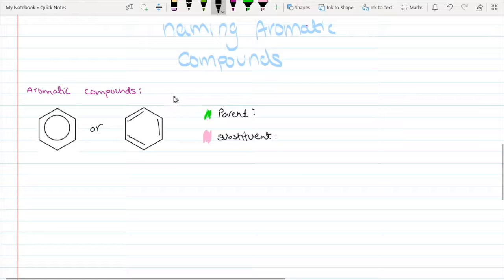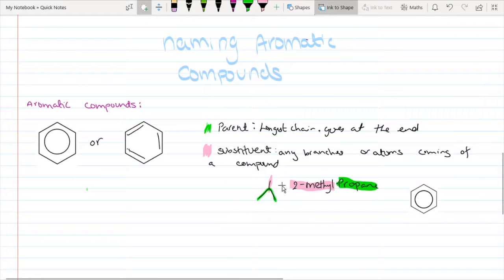When we are naming our aromatic compounds, there are two terms that make things much simpler to deal with, and these are parent and substituent. A parent basically means the longest chain, and a parent name always goes at the end. A substituent basically means any branches or atoms coming off a compound. Going over what I've done already, the methyl group over here is our substituent, and the longest chain, which is propane in this case, is our parent compound. It's really important to get a hang of this before we can move on to some aromatic compounds.